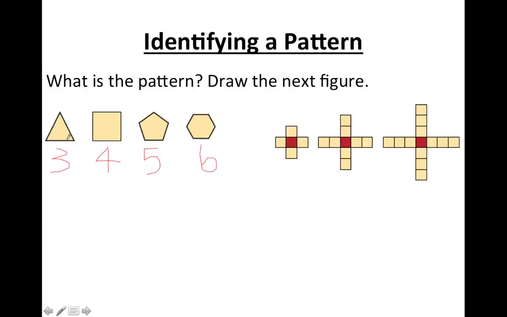So if you notice, starting with the first figure, going to the next, we add 1 side, and then add another, then add another. So our pattern would be you add 1 side from the previous figure. So to draw the next figure, you must draw a 7-sided figure. The diagram on the right, if you notice, in each figure there is a middle box that is red, and then it's surrounded by yellow boxes on every side. You identify the pattern and draw the next figure.